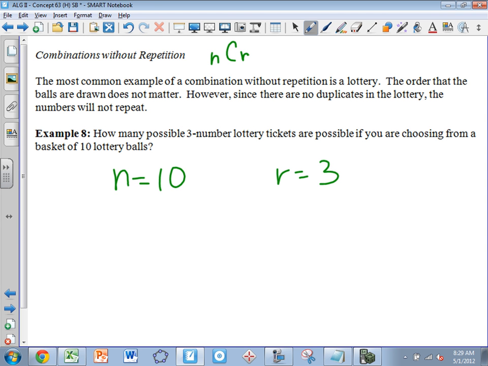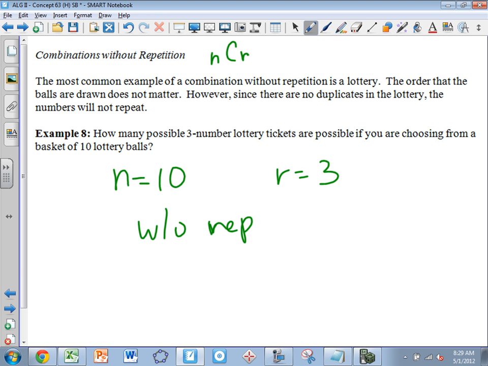Because you can't repeat one of the values. Once you choose one of the lottery balls, it's done. You can't repeat it. So you have fewer choices for the next possible slot. So this number must be less than the other value we just got, because it's the exact same scenario. It's identical. But now we have no repetition.